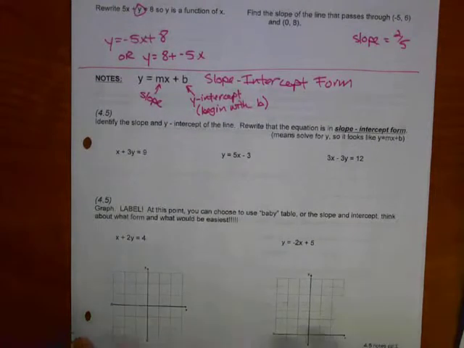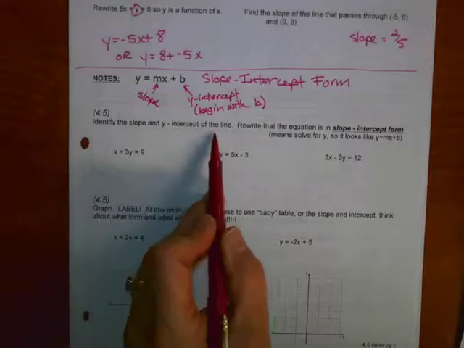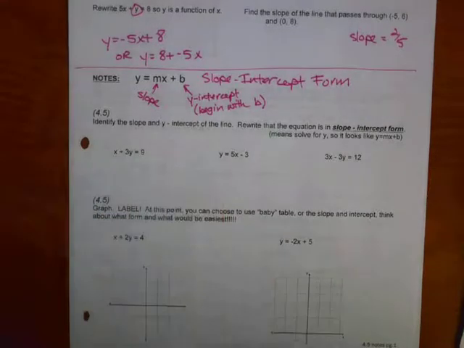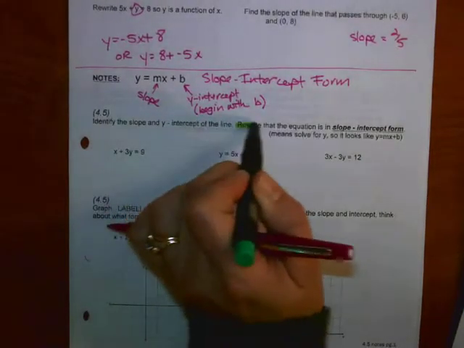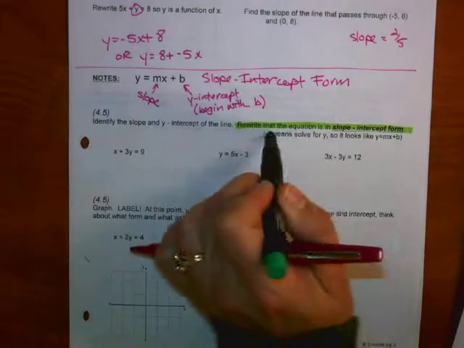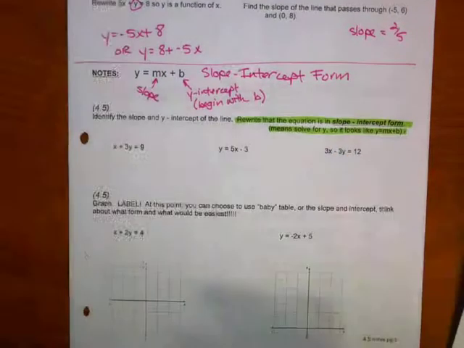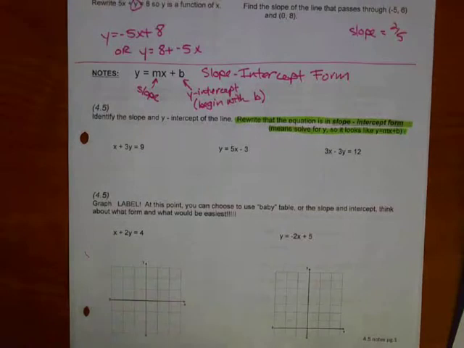All right, here we go. Identify the slope and the y-intercept of the line. Yesterday it was kind of cool with highlighters. I don't have highlighters, but maybe you can underline it. So that means you've got to rewrite the equation in slope-intercept form. It means you have to solve for y, so it looks like y equals mx plus b. You could just underline, that's okay.